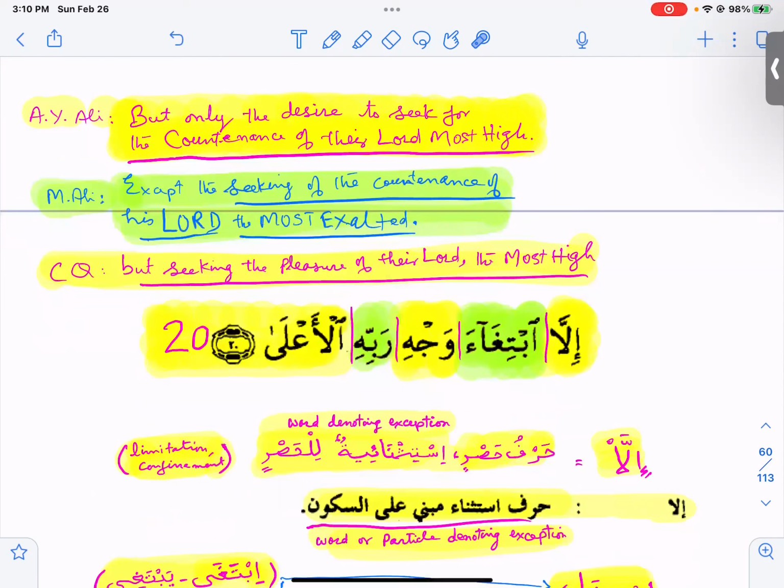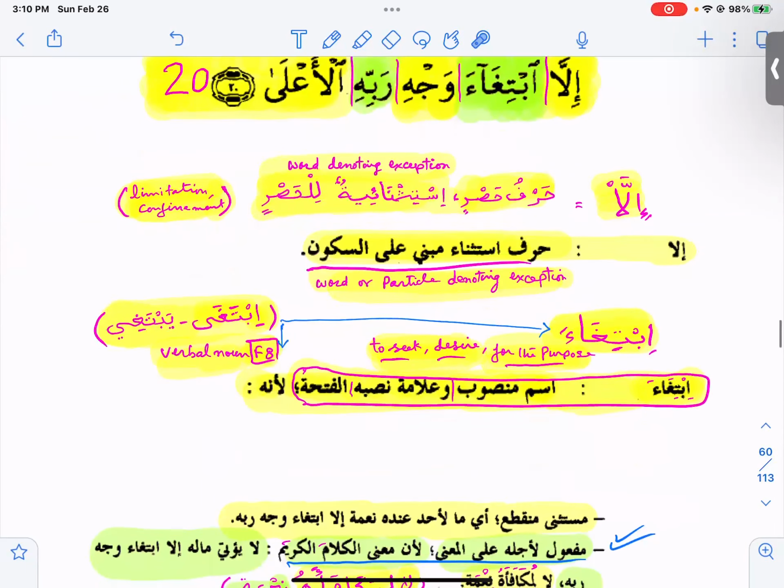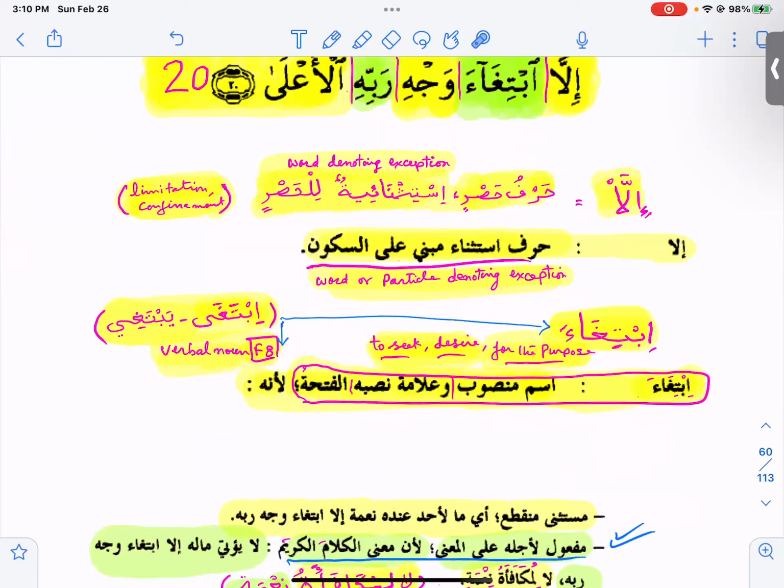If you are in front of Allah, then everything is there, whatever you want, as long as Allah is pleased with us. Illa ibtigha'a wajhi rabbihil a'la. Did you get the idea? Illa harfu hasr, istithna'iyyatun lil hasr. Word denoting exception, limitation, confinement. Harfu istithna' mabniyyun ala alfath. Word or particle denoting exception.